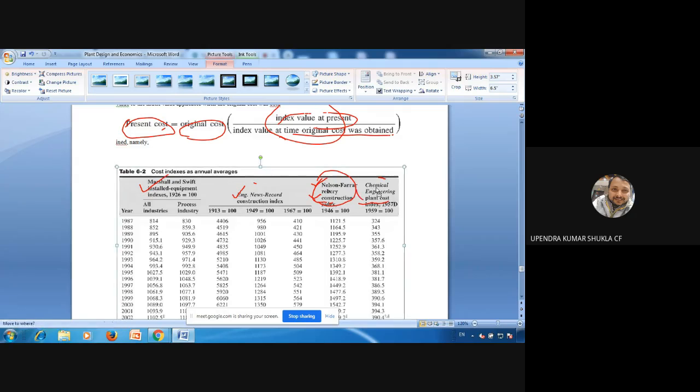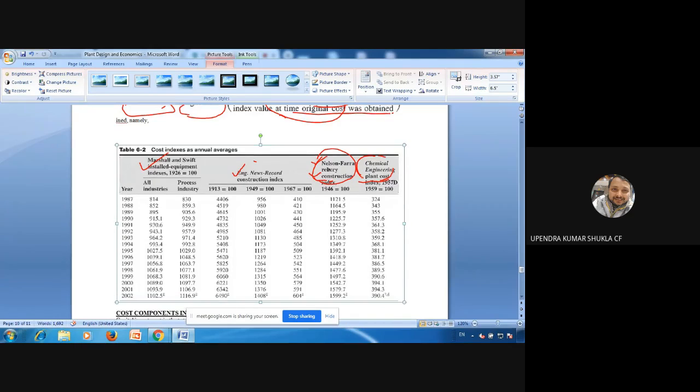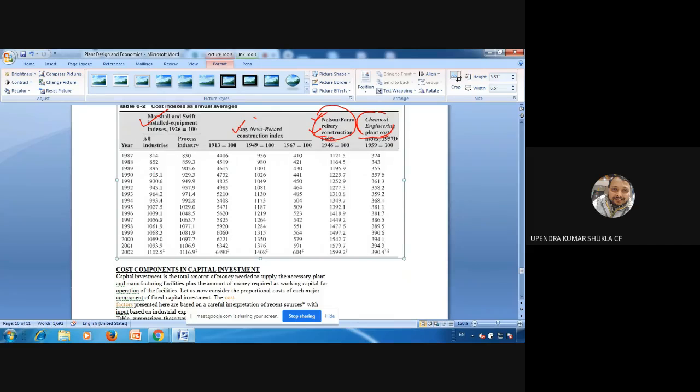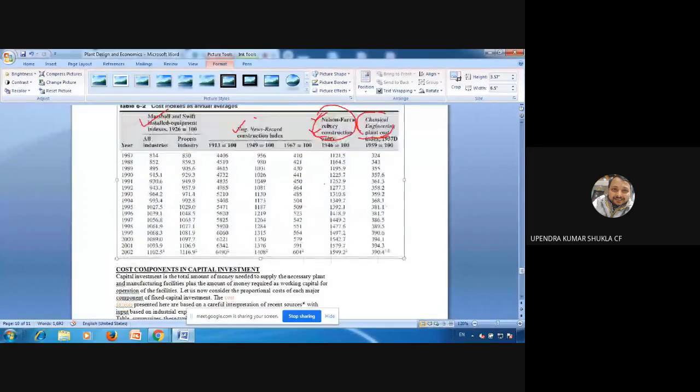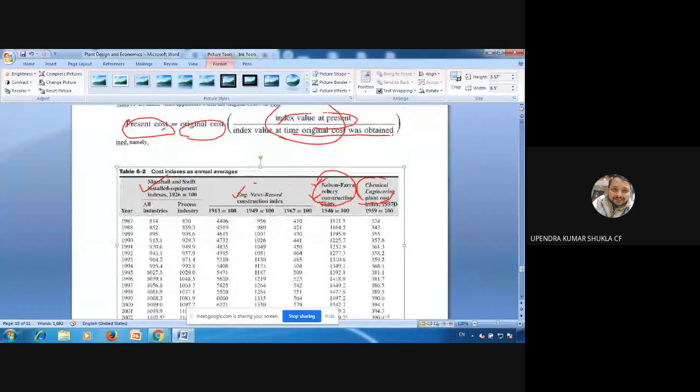Now there must be a base year given for which the cost is given, and for the current year you will find out the cost with respect to the cost indexes. So those indexes will be mentioned here. For the past 15 years you can see it is written here. Okay, so this is the important significance of cost indexes.